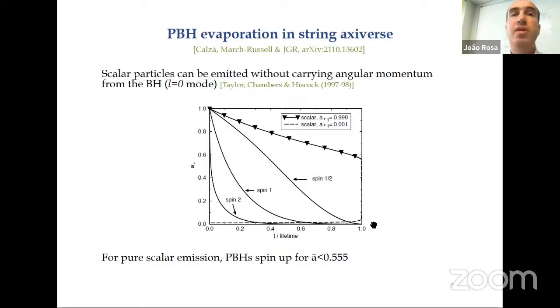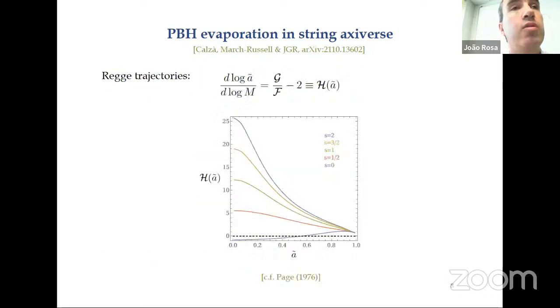So we wanted to put these two things together: the axiverse, this idea that you have many, many axions in string theory, with this observation by Taylor, Chambers and Hiscock that a black hole can spin up. So we computed the Raychaudhuri trajectory, so how the black hole spin and mass evolve. And this is given by this combination of the G and F loss rates that I showed earlier, this H function, which I plotted here for different spins. And you can see that the scalar case, this purple curve here, is the only one for which H has a 0, which means that it can go to a finite value of spin through evaporation.